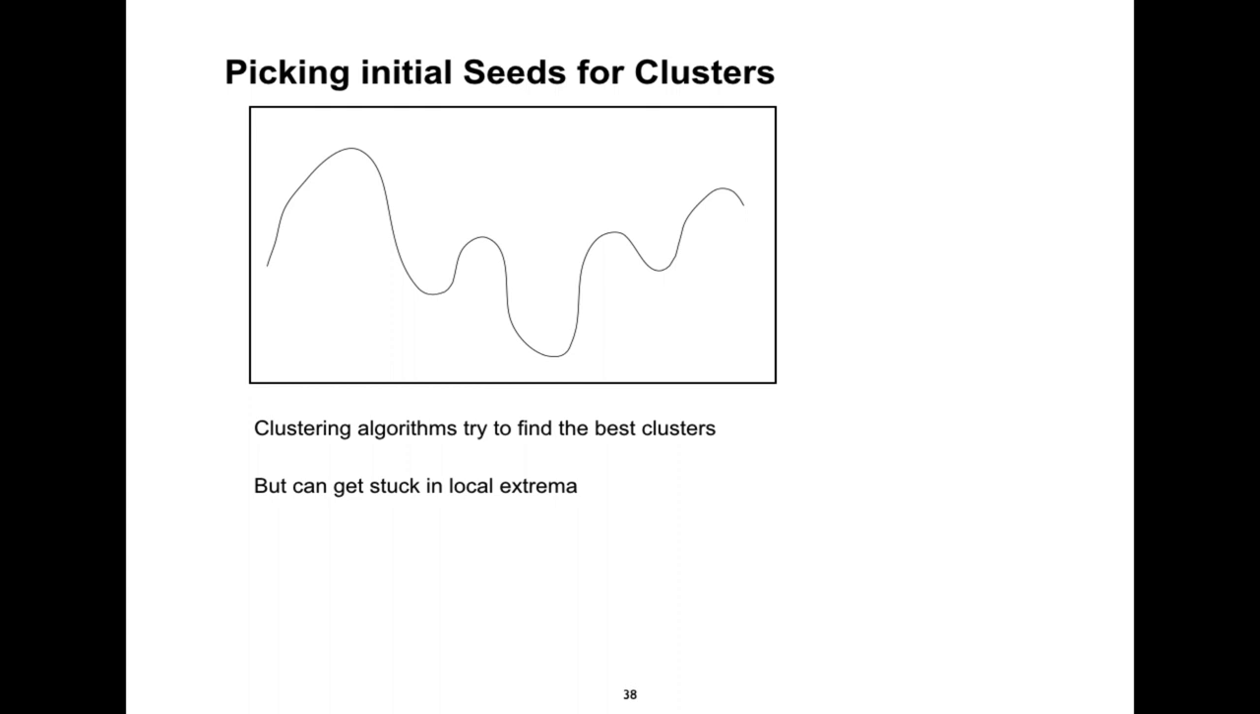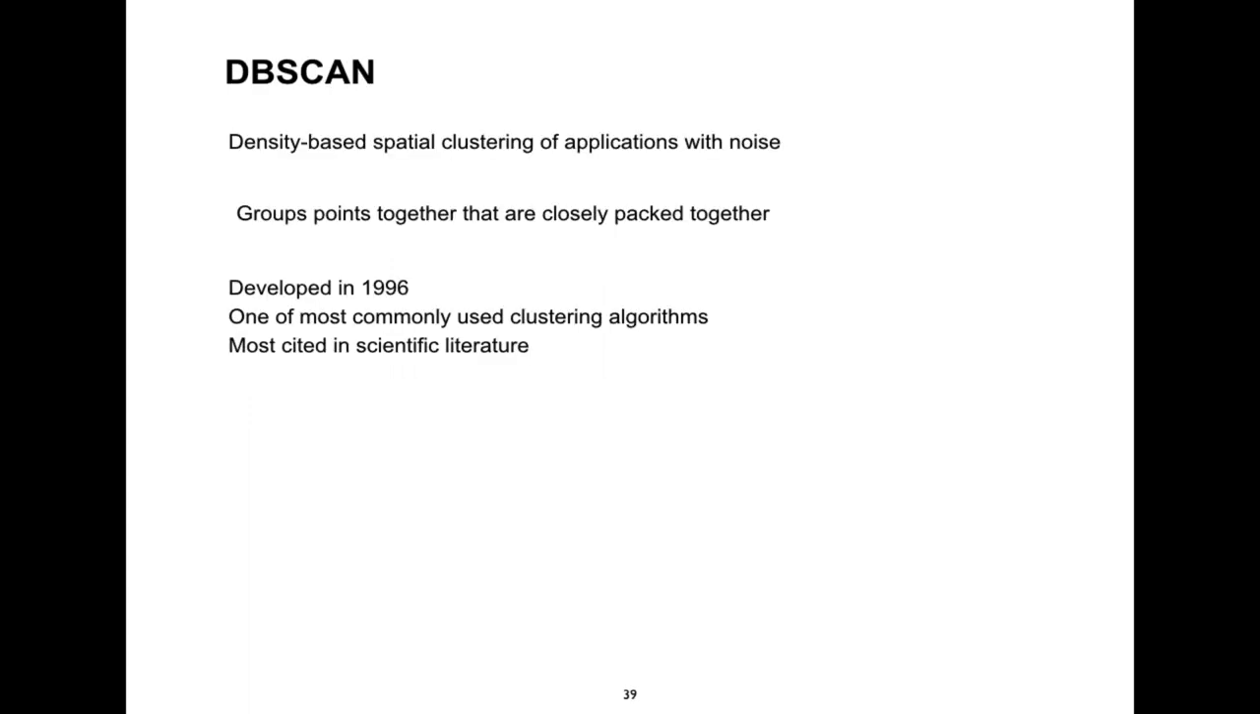So one solution to this problem is you do it over and over again by picking different random points, or you introduce randomness in the algorithm so that you don't always just try and go up.